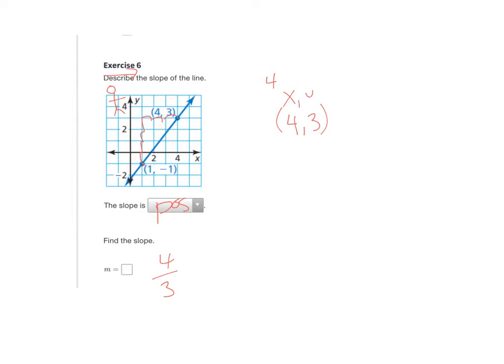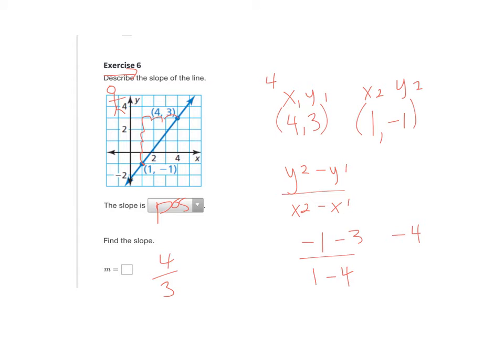If we use the formula, I've got 4, 3 as my first point. I'll call that x1, y1, which means x from the first point, y from the first point. And I've got 1, -1. This means x from the second point, y from the second point. Using the formula, y2 minus y1 over x2 minus x1. y2 is -1 minus 3 over 1 minus 4. -1 minus 3 is -4. 1 minus 4 is -3. And a negative divided by a negative is +4/3.